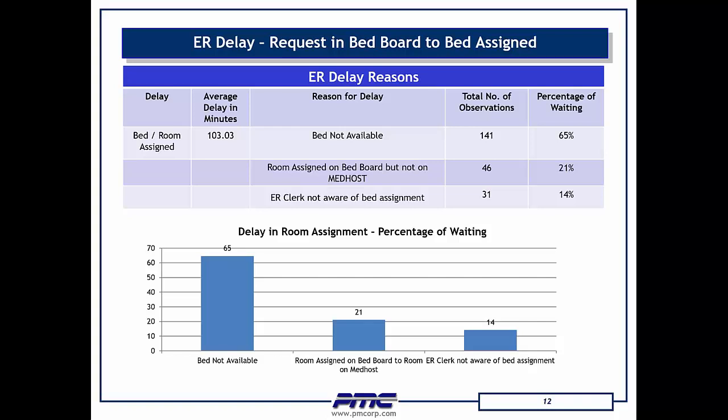But again, there were some delays in the room assigned on the bed board, which was not reflected in the MedHost system. Again, sometimes ER clerks are very busy in the ER, and sometimes they were not immediately notified, or they were not checking the systems to see whether the patient was admitted and assigned a bed. So those were the three constraints on why the delay was happening for a bed assignment for a patient.